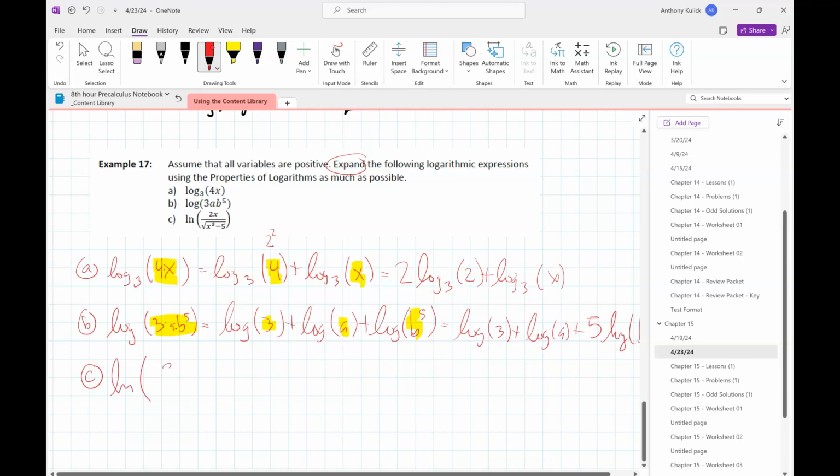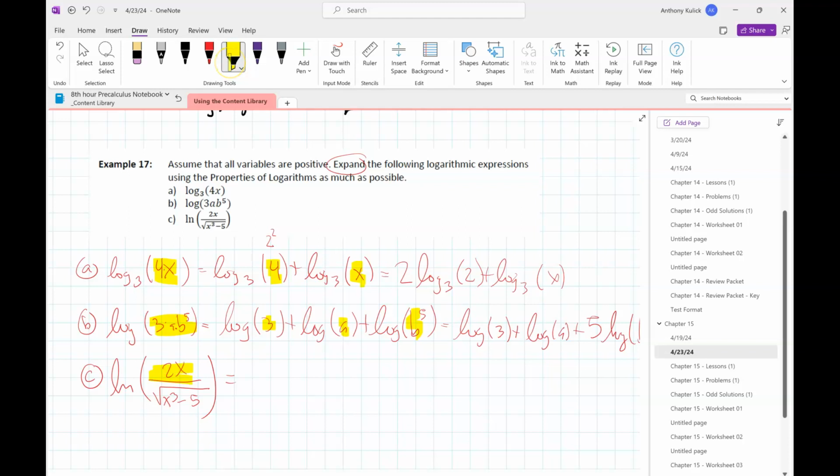All right, last example. We have the natural log of 2x over the square root of x cubed minus 5. Any quotient property in there? You betcha, right? The fraction is division. So when I do the quotient property, again, I have natural log of the numerator minus natural log of the denominator. Everybody's good there?